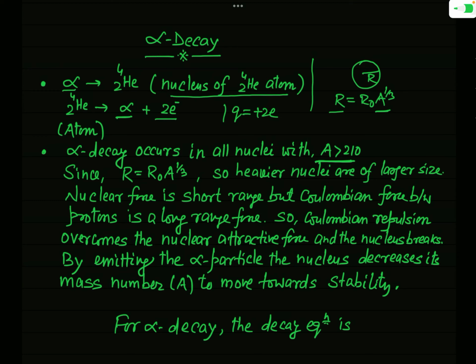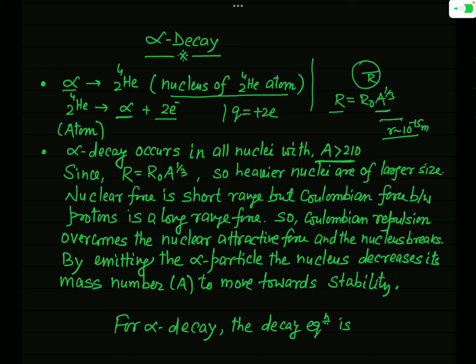So the nucleus is stable due to the attractive nuclear force. You have studied in great detail in the previous lectures that nuclear force is a short range force. It is effective only when the distance between two nucleons is of the order of 10 to the power minus 15 meter, that is 1 femtometer. Only then is this nuclear force effective.